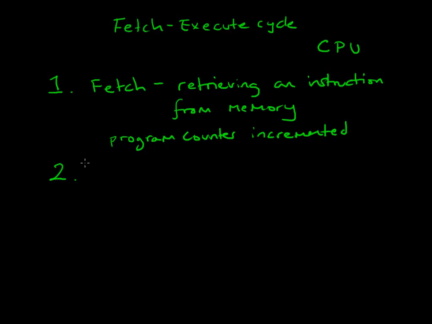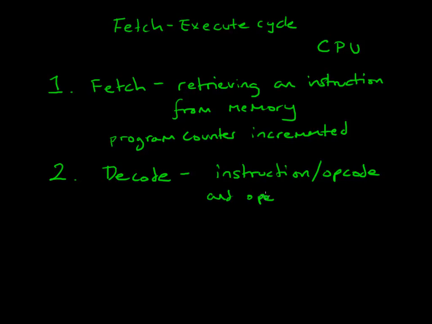The second step is called the decode step. And what we're doing here is we're decoding an instruction, also known as an opcode, operation code, and its operands for the different areas of the CPU.